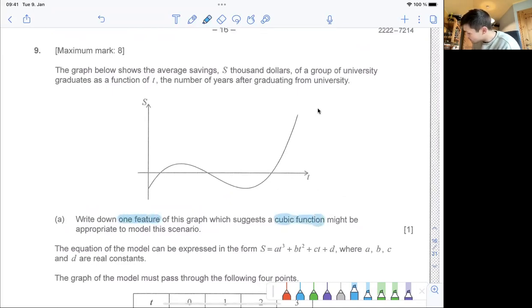I'll tell you the 3. The first one, most obvious, will be perhaps that there are 2 turning points. There is a maximum and a minimum. Another feature would be that there are 3 x-intercepts. That's typical of a cubic function. And lastly, there is only one point of inflection, which would be roughly around here. Any one of those features would be adequate to answer part A. You only have to use one, so I'm going to go with the turning point idea.